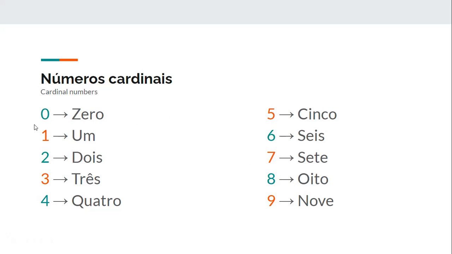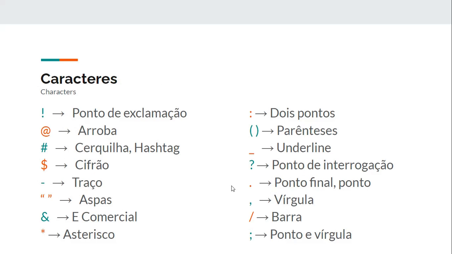And now starting with numbers, so here we have 0, 1, 2, 3, 4, 5, 6, 7, 8, 9. And now about characters: ponto de exclamação, arroba, cerquilha or hashtag, cifrão, traço, aspas, e comercial, asterisco, dois pontos, parênteses, underline, ponto de interrogação, ponto final or ponto, vírgula, barra, ponto e vírgula.